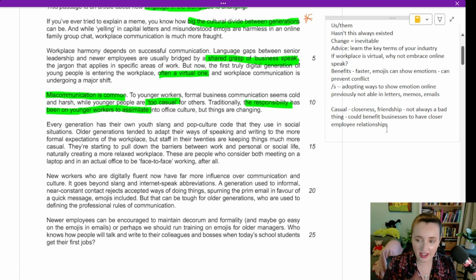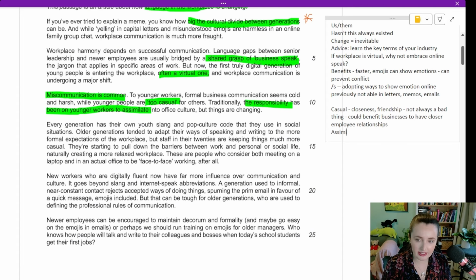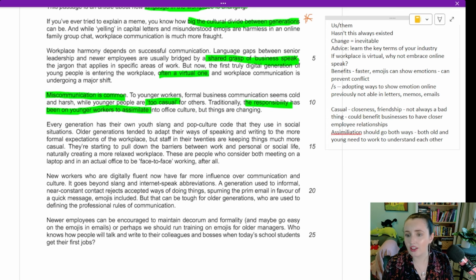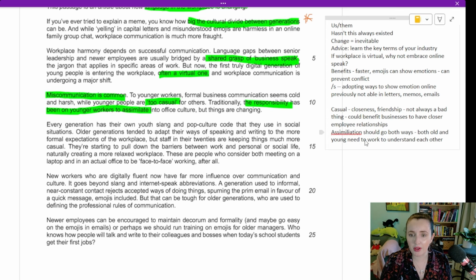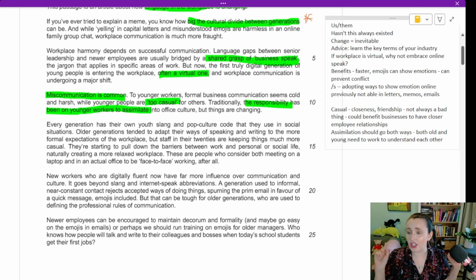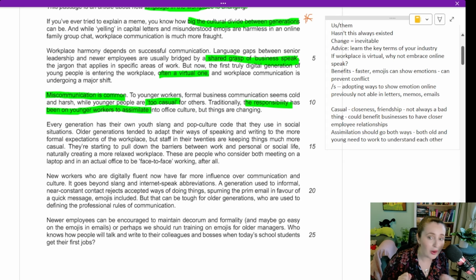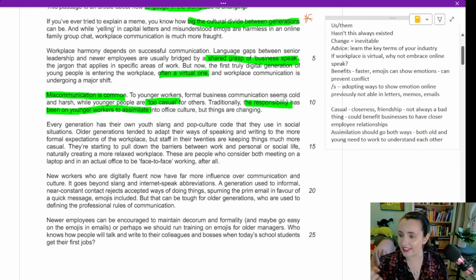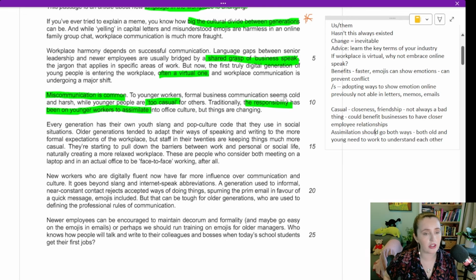So I could find a middle ground and say, actually, assimilation should go both ways. Both old and young need to work to understand each other. Like, the older workers are probably going to be bosses. Part of your job as a boss is to know and understand and build relationships with the younger workers. So if you're refusing to do that and being like, you need to come to me, then you aren't doing your basic job. Again, I'm being critical and defending my young bros, right?